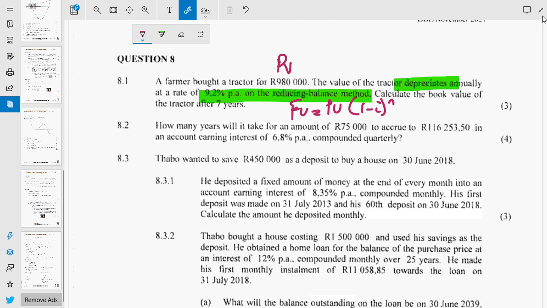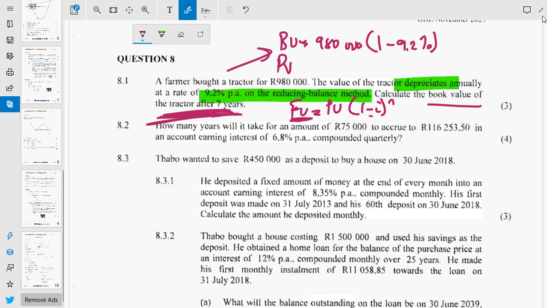What they want here is the book value of the tractor after 7 years. So the future value after 7 years, if we take into account depreciation at a reducing balance method. So the book value will be equal to 980,000 multiplied by (1 - 9.2%) to the power 7. If you punch this in your calculator, you're going to get 498,685.81.